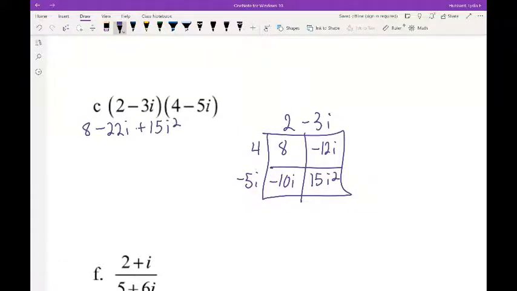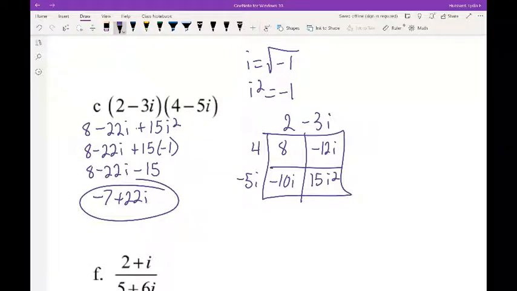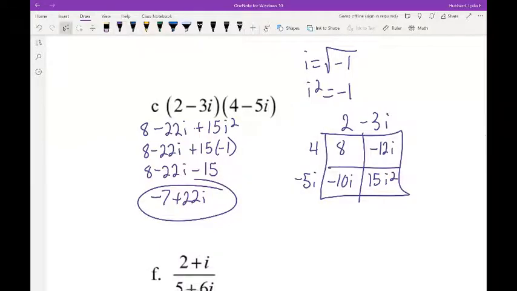Now, one thing we need to note is that i squared is the same thing as -1. So we can actually turn that 15i squared into just a -15. And then we can combine our like terms. So we would say 8 minus 15 is a -7 plus that 22i. So please remember that i is equal to radical -1, but i squared would just be a regular -1. So every time we see an i squared, we can replace it with a -1. And so that would be our answer.